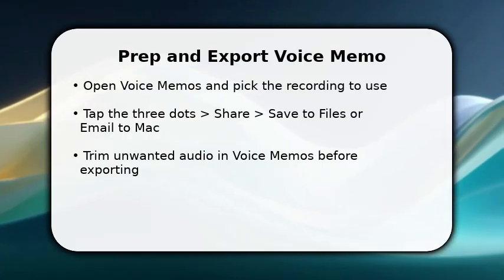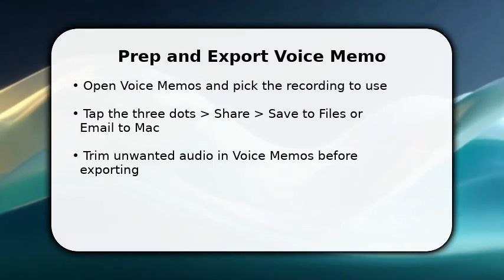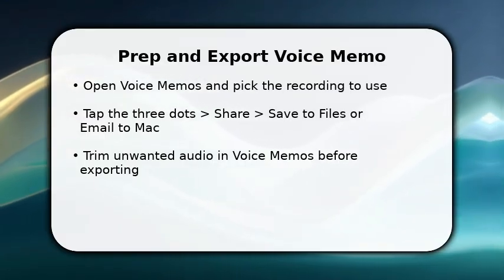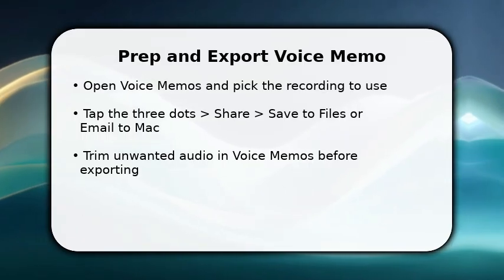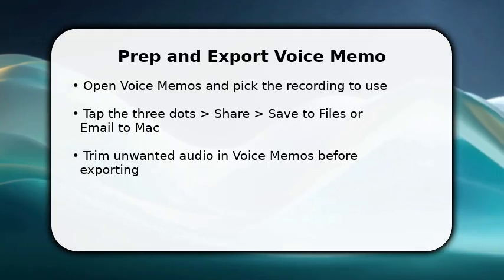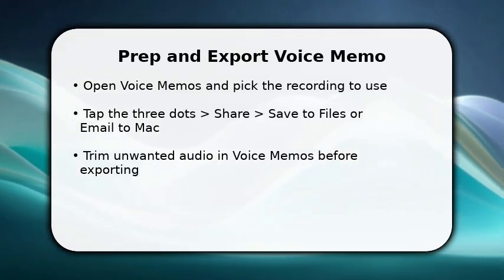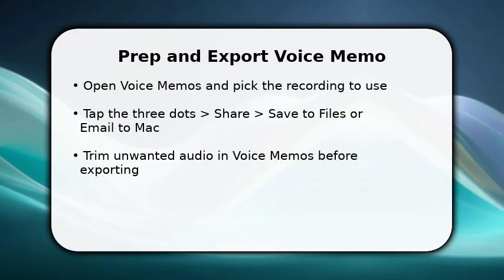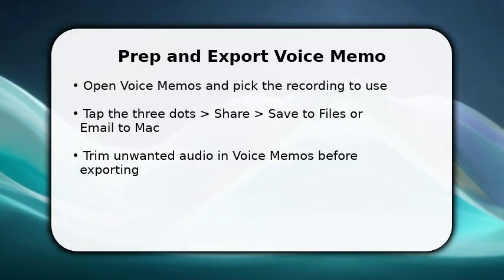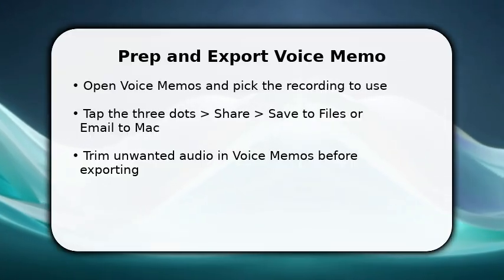You start by selecting the precise voice memo you want as a ringtone. Trim the clip inside Voice Memos so the final tone fits the 30-second limit. This saves time later. Once done, tap the three-dot menu, choose Share, and export the file to Files or send it to your Mac via mail or AirDrop. Doing this preserves quality and gives you an editable audio file, ready for conversion into the iPhone ringtone format.